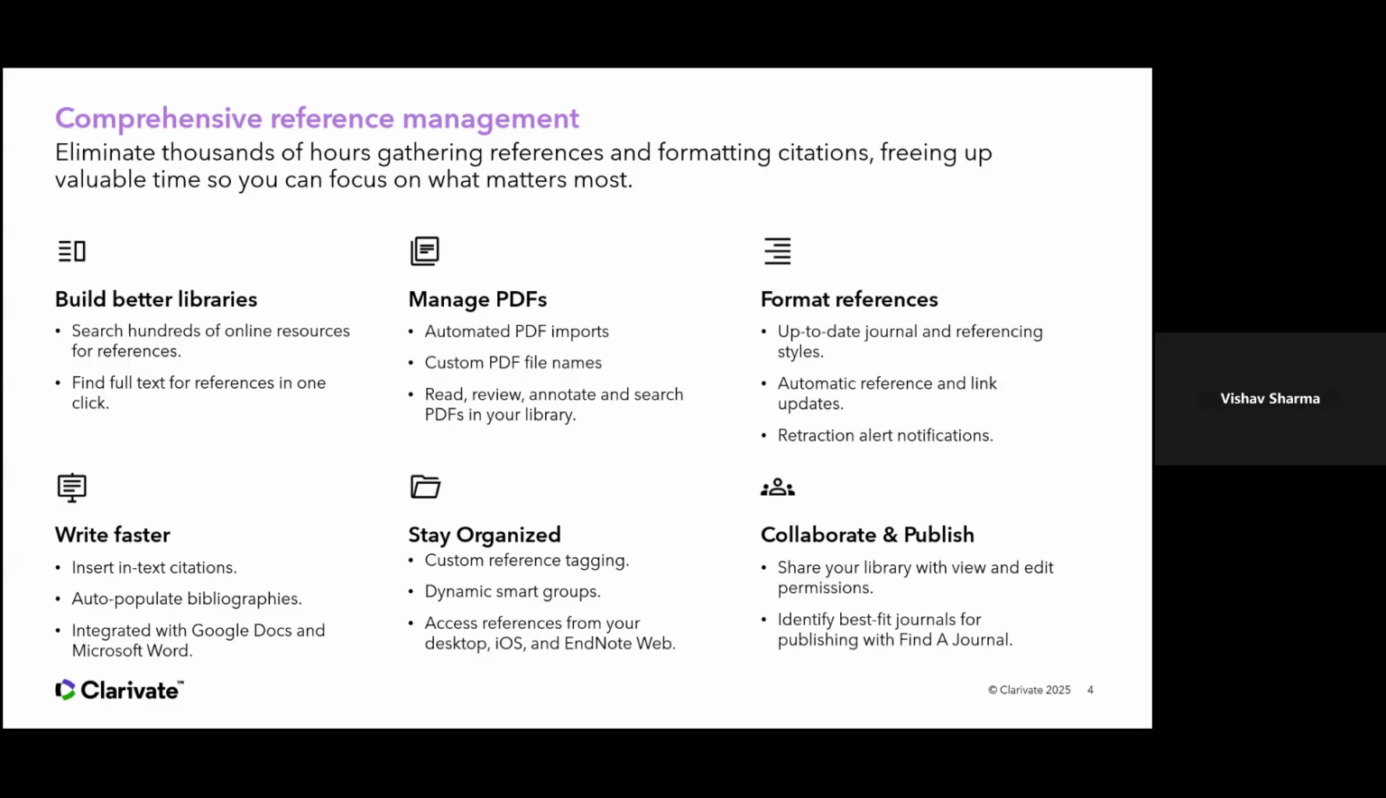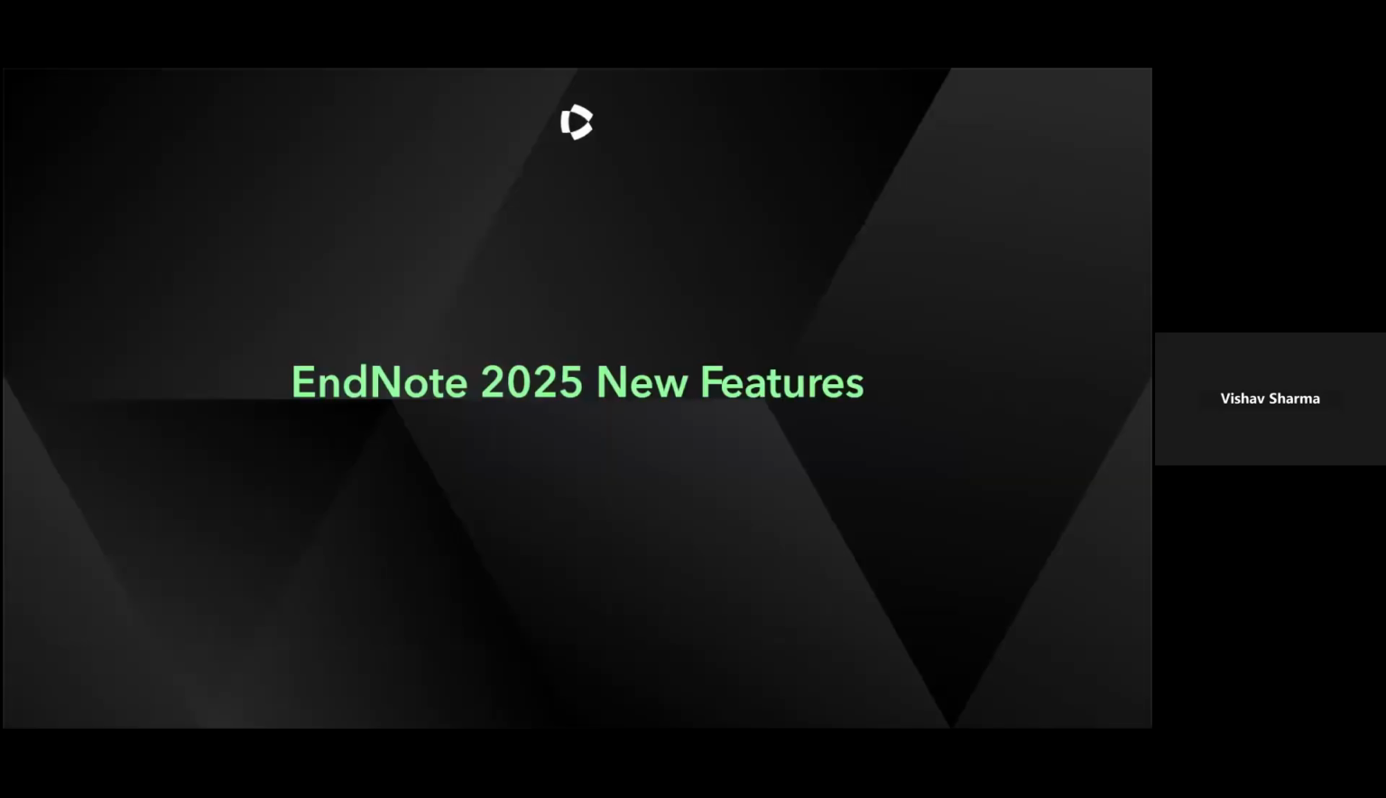If you have a Windows machine or an iOS machine, it works perfectly well with that. You can collaborate and you can publish, you can share your libraries with anyone, of course, and you can also edit permissions. We will talk about this when we get to the live demo. And you can identify the best fit journals. Now, this is a great introduction to EndNote, where you can actually find a suitable journal for your paper, right? Okay, with that, let's talk about some new features.